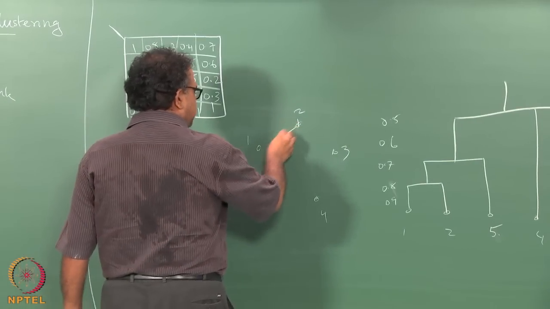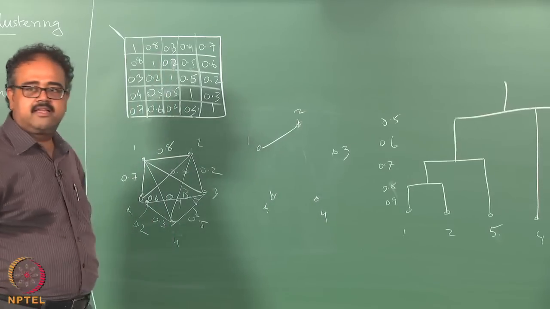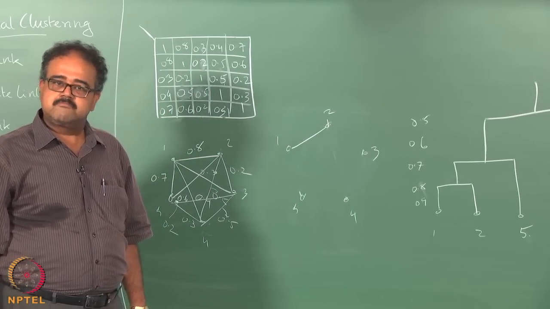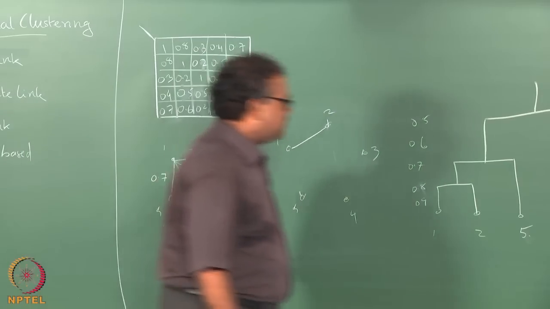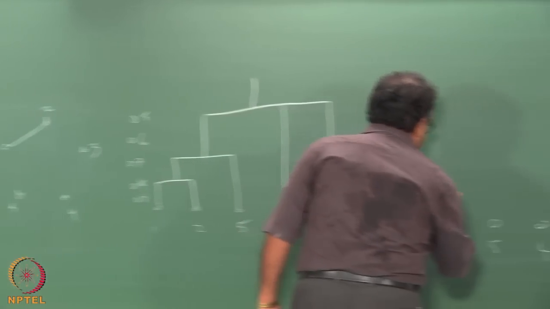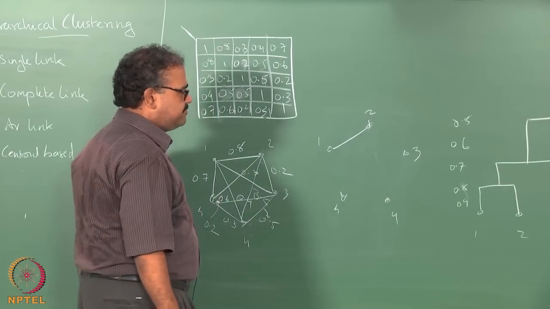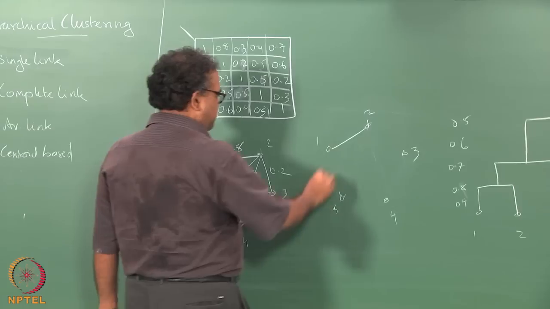So the first edge that appears will be this one. Now what are the maximal cliques in this graph? 1, 2, everything else is all by themselves. So again I merge this and the level is 0.8, great. Now I do the 0.7 level, what do I get?